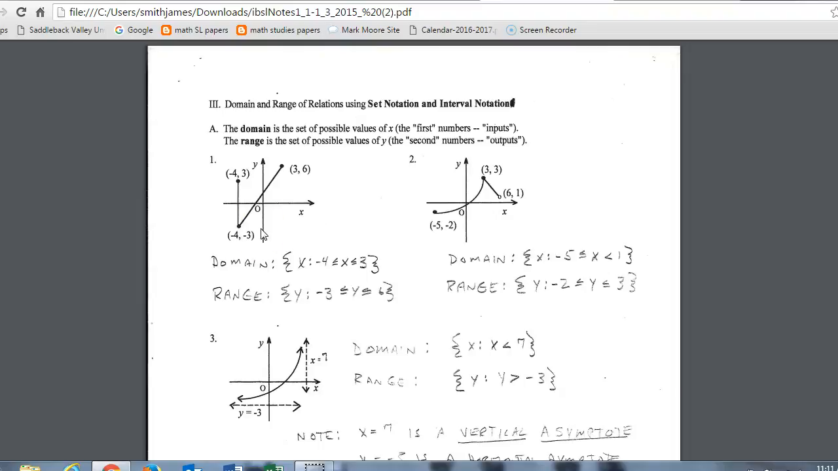So the lowest y value that we see is negative 3. The highest y value that we see is 6. And there are no gaps in between that. It is inclusive from negative 3 all the way up to positive 6. So this is what we would show for the range.